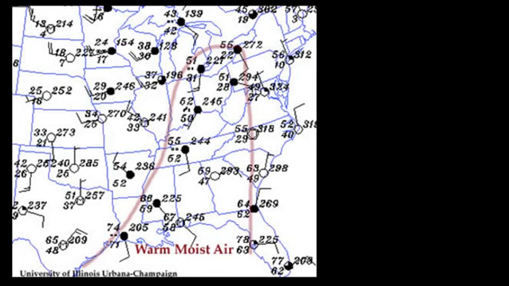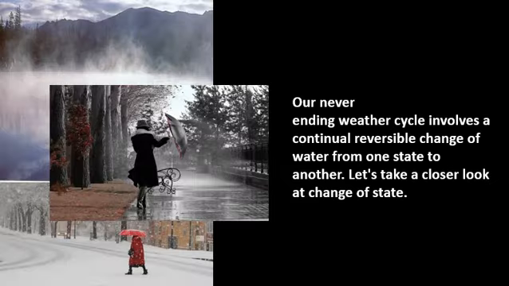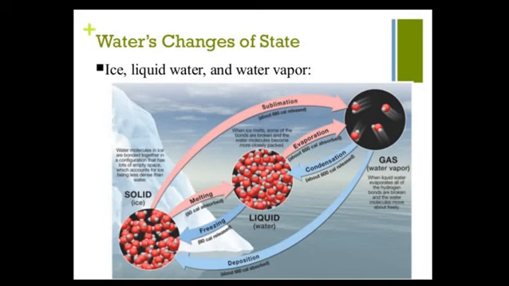Just looking over my talking points for a second here. Relative humidity. We talked about temperature dew point spread. Now we have to go into this, which is just saying our never-ending weather cycle involves continual reversible changes, or change of state, of water from one state to another. So we have to take a look at the change of state. We know that water could be ice, it could be water, it could be water vapor. And these are the different modes.